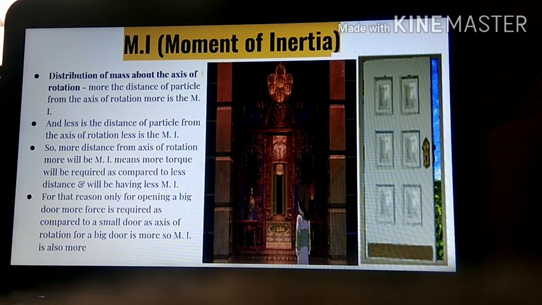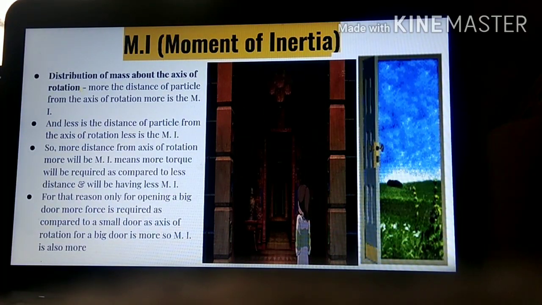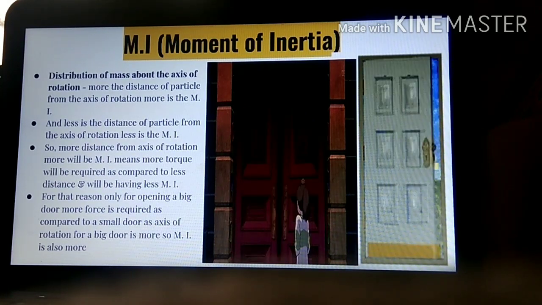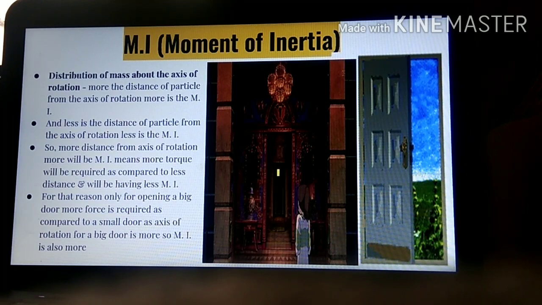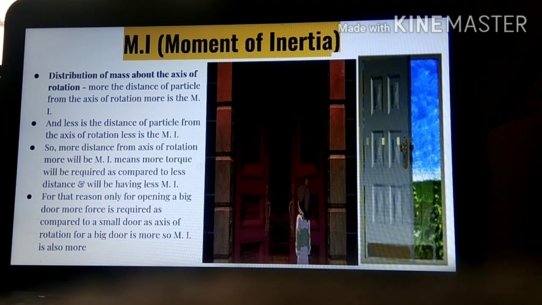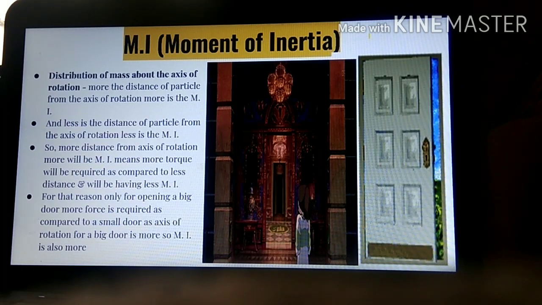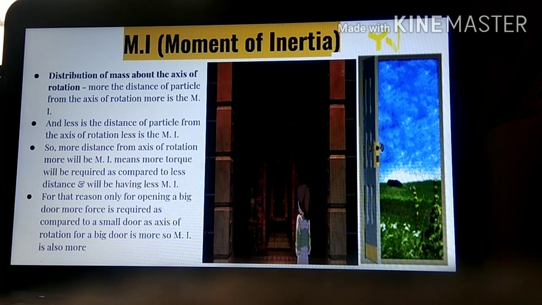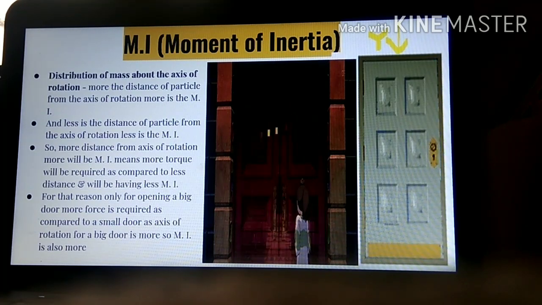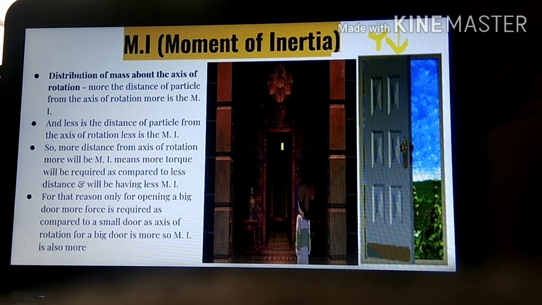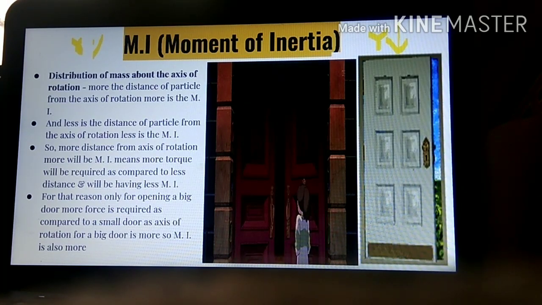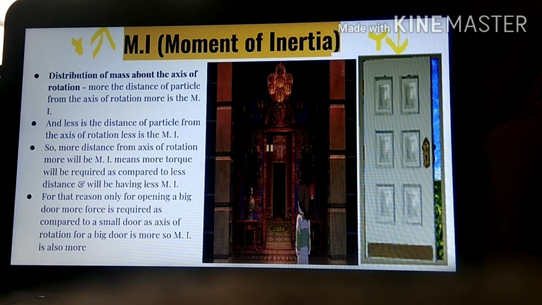Distribution of the masses about the axis of rotation. Take for example these two doors. This door is very small as compared to this big door. As this door is small, the distribution of masses is small, so R is small. As R is small, moment of inertia is also very small in this case. Over here, as the door is huge, the radius is very large, so the distribution of masses is very large, and the moment of inertia is also very large.